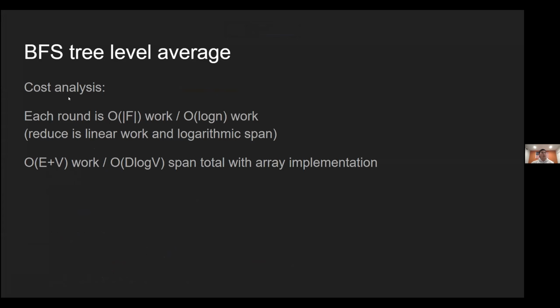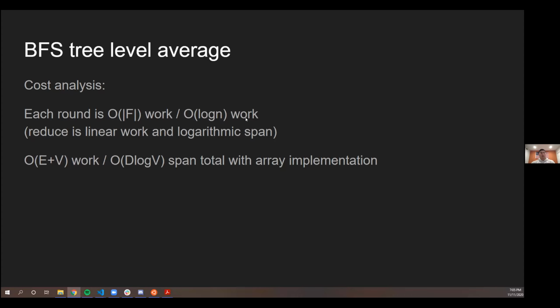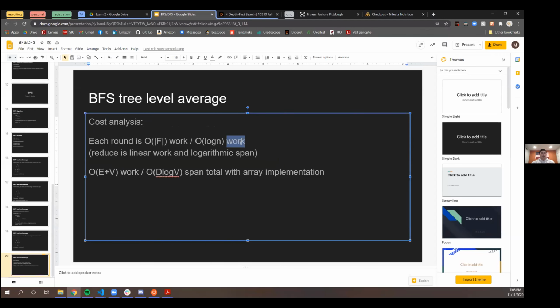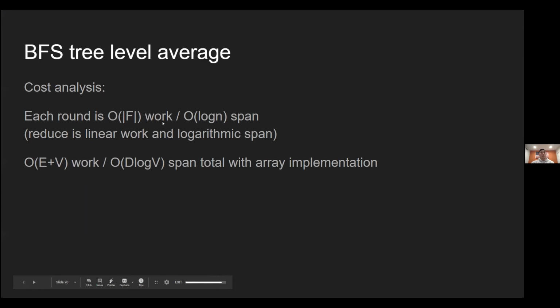Quick cost analysis. If you look at the textbook for BFS, all we need is for each round to be linear in work in terms of the frontier and have logarithmic span in terms of the number of nodes. Sorry, a lot of typos here, my bad. And this will guarantee that our total algorithm runs in the expected runtime for BFS.